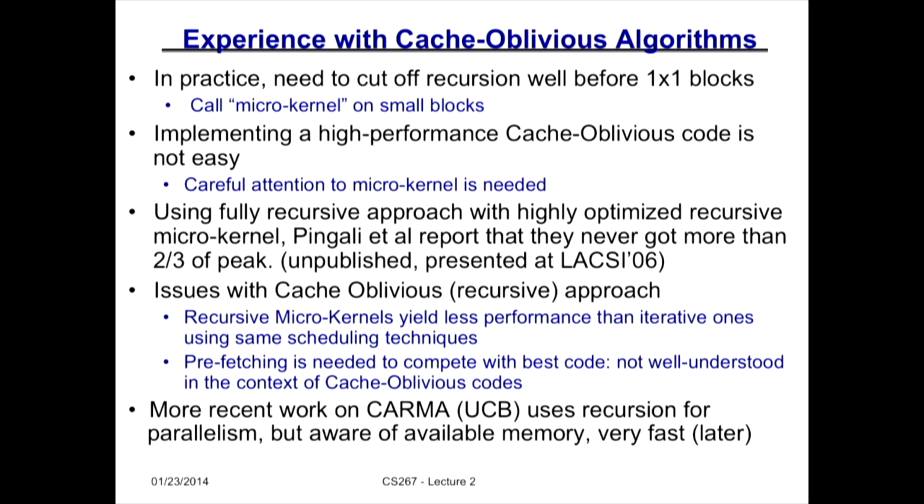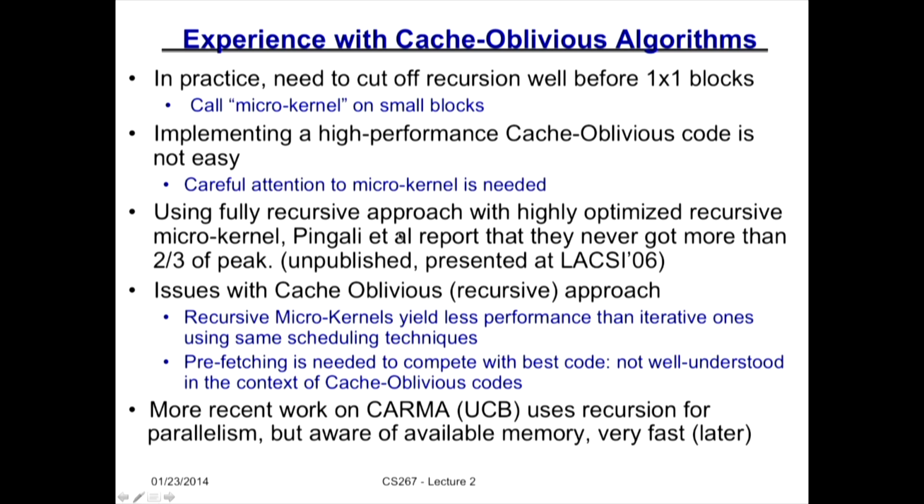You'd be completely overwhelmed by all the cost of the subroutine call overhead. So in practice, you decide, oh, it's 64 by 64. It fits in the cache on this particular machine. I'll just call the optimized code for that. So you have to cut it off there somewhere, and you have to pay attention to that. So you can't completely ignore the memory hierarchy.